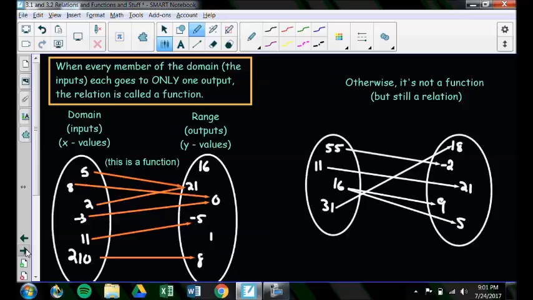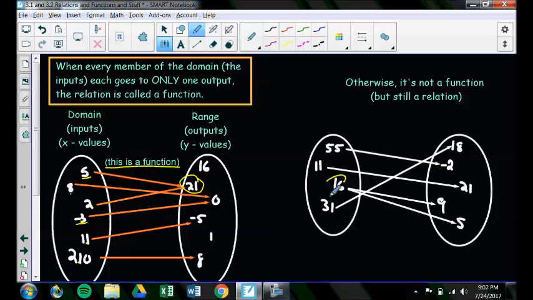When every member of the domain, the inputs, each goes to only one output, which is the range, the relation is called a function. So right now, each of these inputs are all pointing to only one thing. It doesn't matter that both 5 and negative 3 are going to 21. That's not an issue. If each input goes to exactly one output, it's a function. A function is just a specific type of relation. So we call this a function because each input is going to only one output.